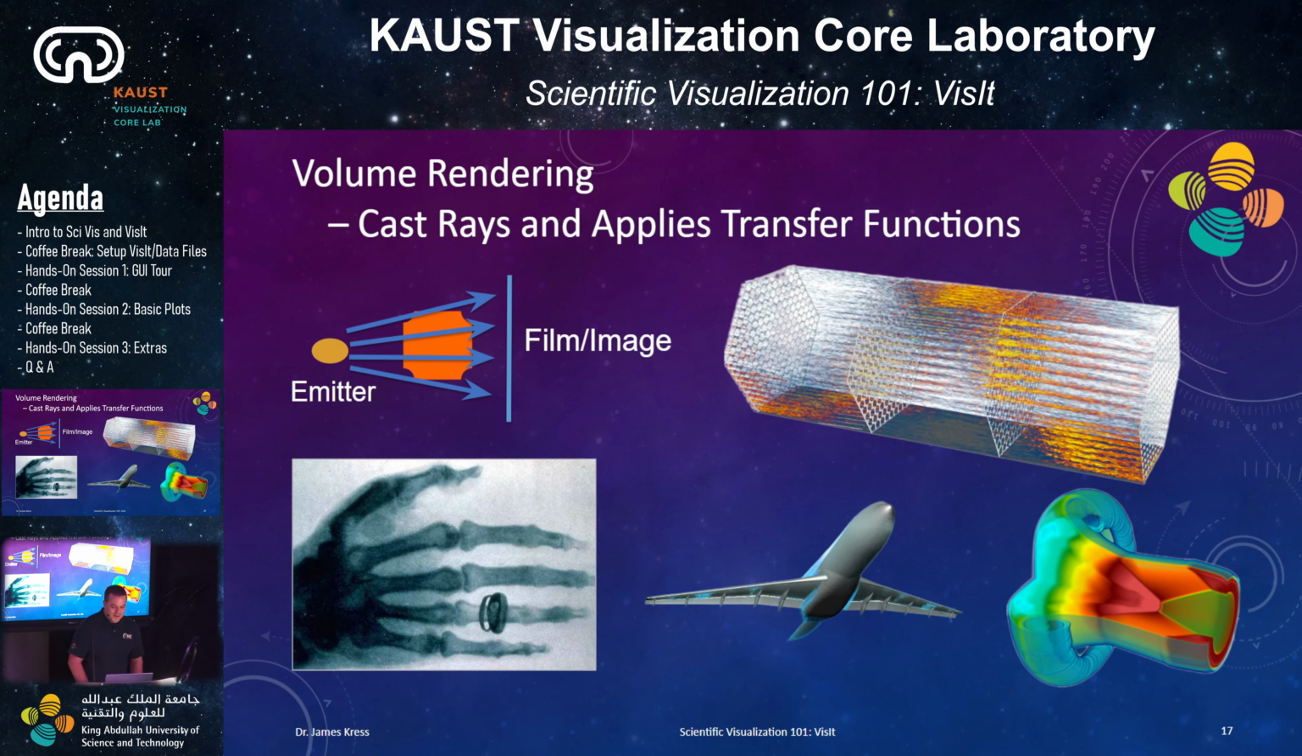Next, we have volume rendering. And so this gets to be a lot more advanced and a lot more computationally intensive. So we don't do a lot of volume rendering until we're really sure we need to use it. What volume rendering is, is casting rays through your data, and then applying a transfer function to determine the opacity. So let's say you have this reactor core up here.